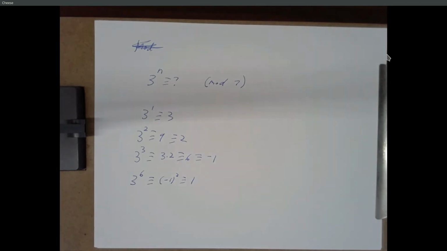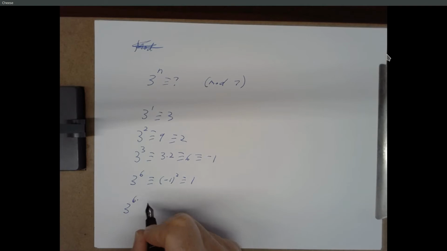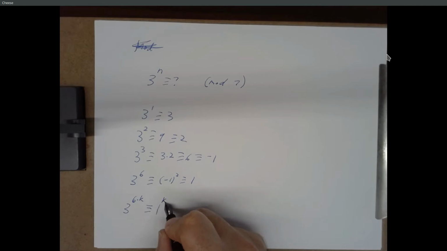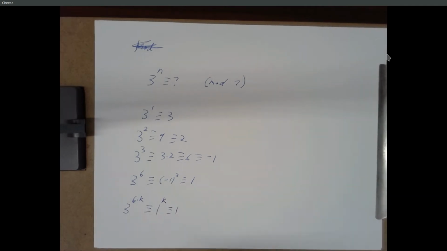This is not an algorithm, it's just playing around, right? Once I know that 3 to the 6th is 1, I know that 3 to the 6th times anything is also going to be congruent to 1. Because 3 to the 6th times k is 3 to the 6th to the k, which is just 1 to the k, which is just 1, because 1 multiplied by itself any number of times is still 1.